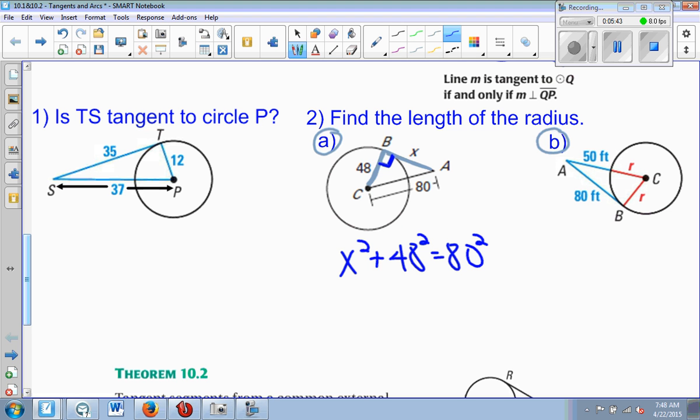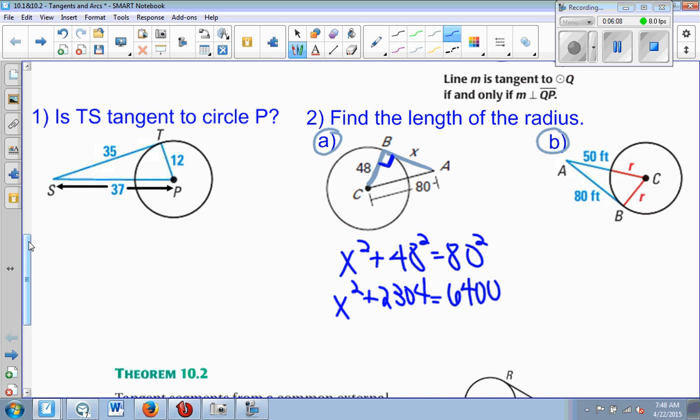So if I use Pythagorean theorem, using a calculator, we are going to figure out, well, what's 80 squared and what's 48 squared? 80 squared is going to be 6,400. 48 squared, 2304.